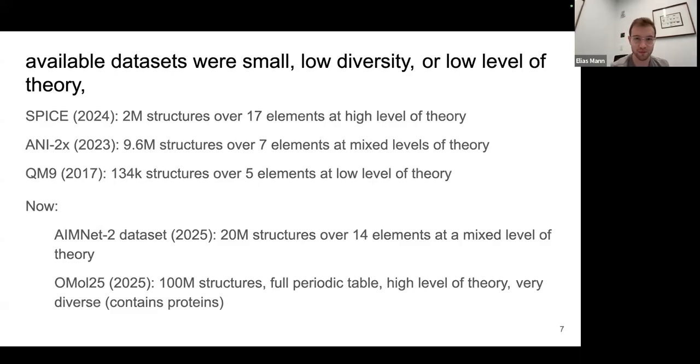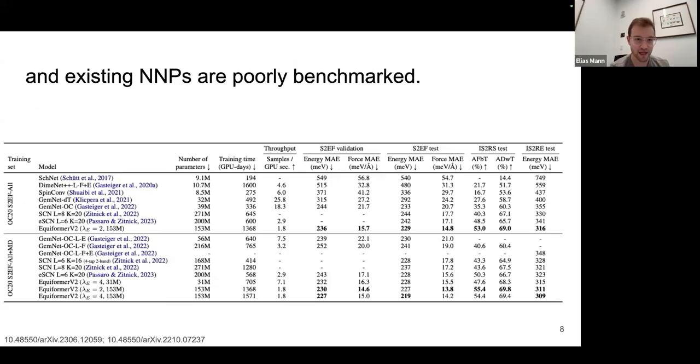But part of the problem that we were trying to address here was, we have our neural network potential. The technology is good. People aren't really training them for organic materials, and there aren't great organic molecule data sets available at the time. Another thing is that existing neural networks at the time, even today, are just not very well benchmarked.